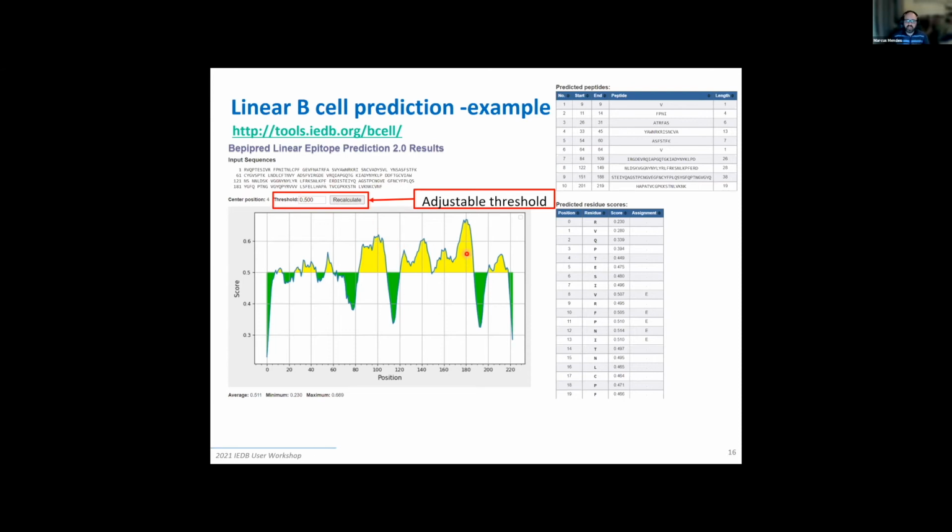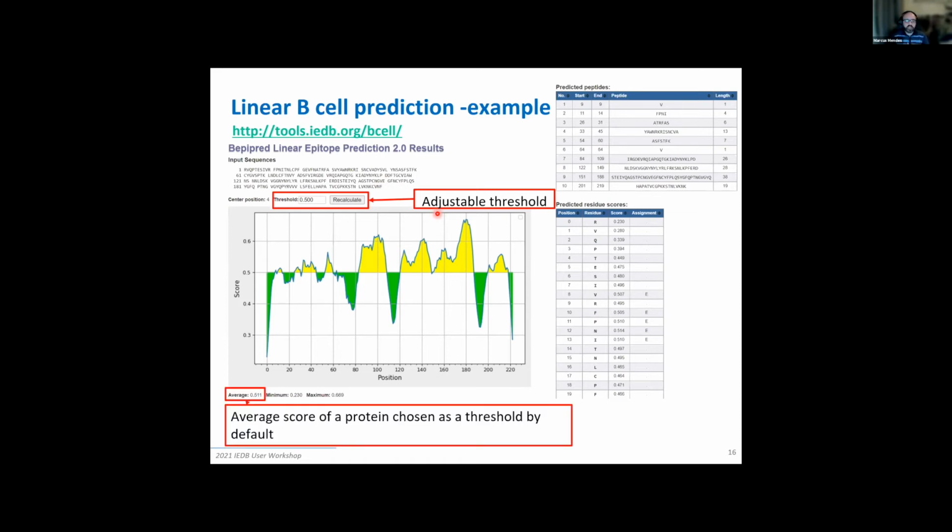For example, okay, there's a lot of possible predicted epitopes over here. I want to reduce this number. So I can raise the threshold to 0.7. So this line over here is gonna be up over here, more or less. And you're gonna have only this region as predicted peptides.